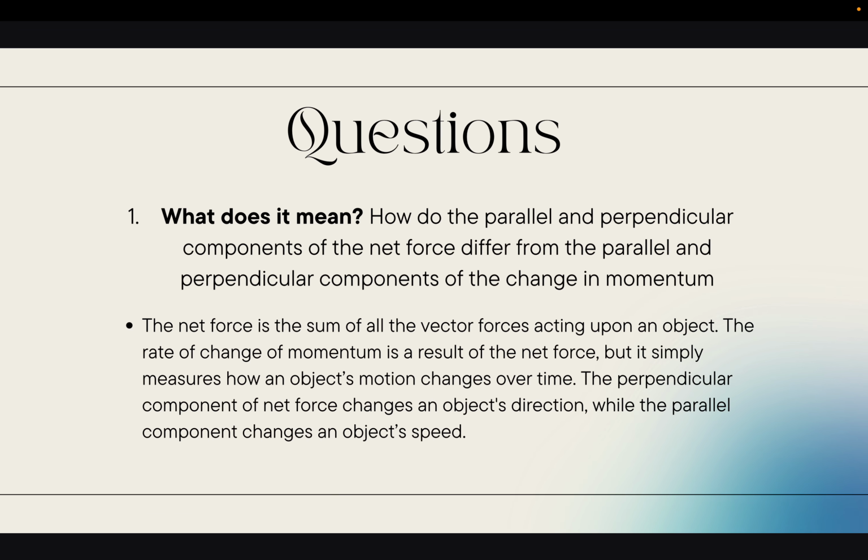Now for some questions. What does it mean? How do the parallel and perpendicular components of the net force differ from the parallel and perpendicular components of the change in momentum? The net force is the sum of all vector forces acting upon an object. And the rate of change of momentum is a result of the net force, but it simply measures how an object's motion changes over time. The perpendicular component of the net force changes an object's direction, while the parallel component changes an object's speed.